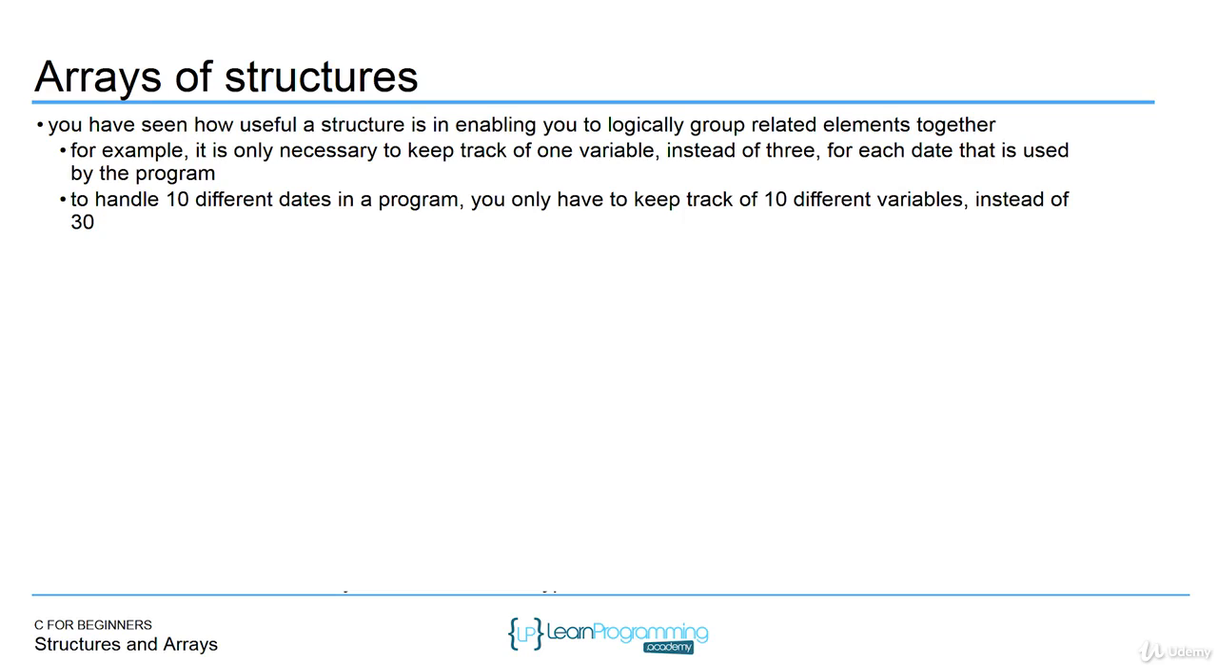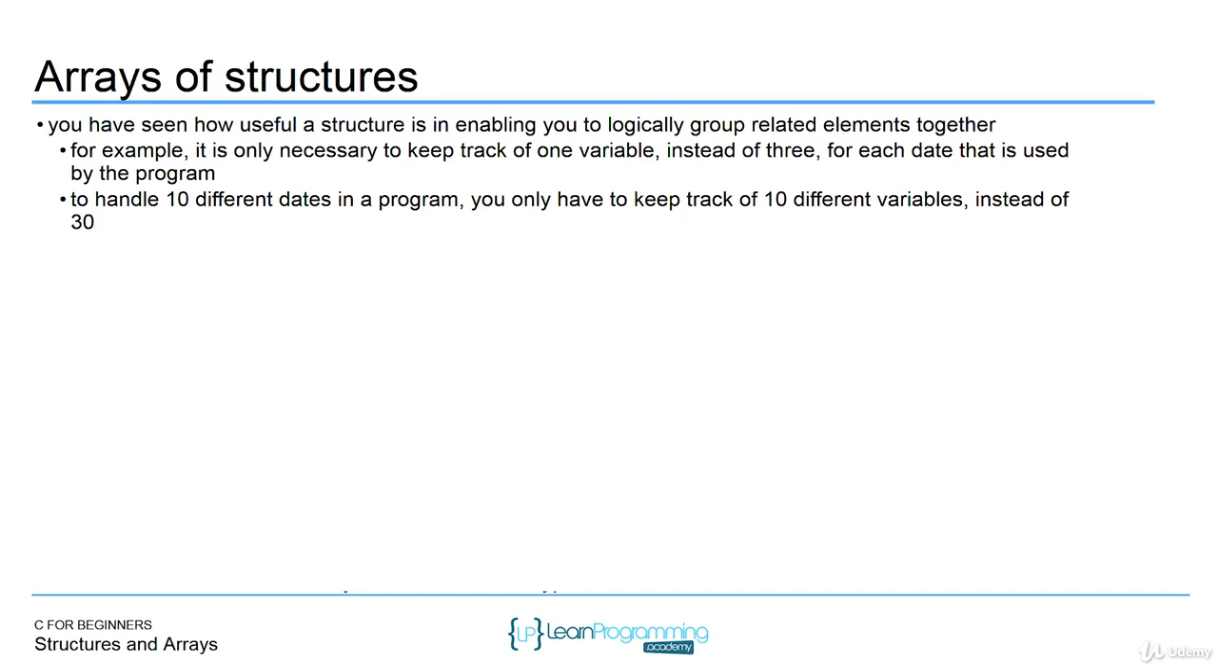So you've seen how useful a structure is in enabling you to logically group related elements together. We know how to define a structure with different elements using the struct keyword and a tag name, and we also know how to create a variable of that type. Because a structure is essentially a new type of data that you can use. And then you can access elements of a struct using the member selection operator.